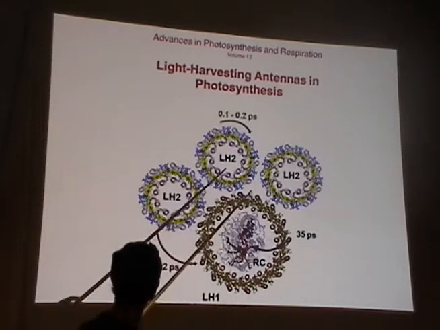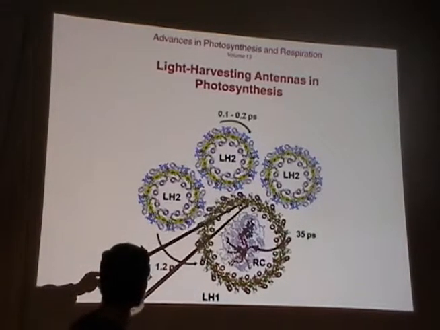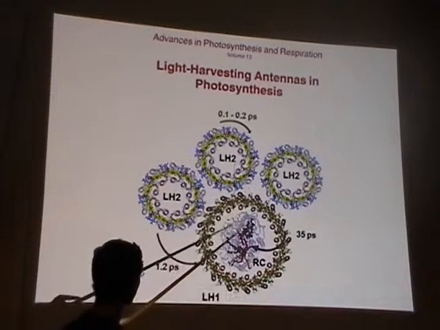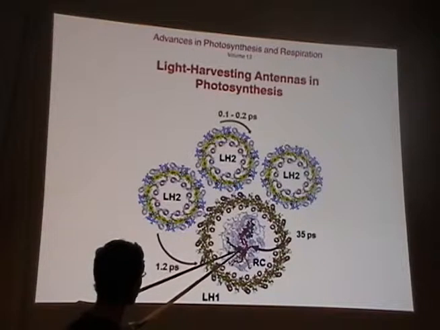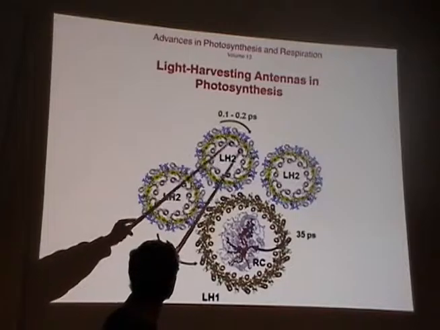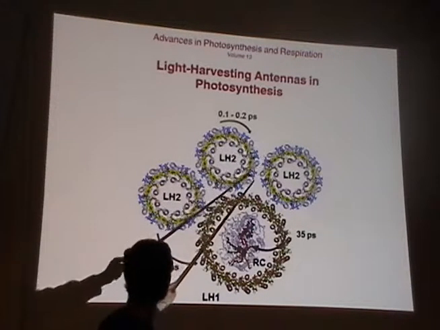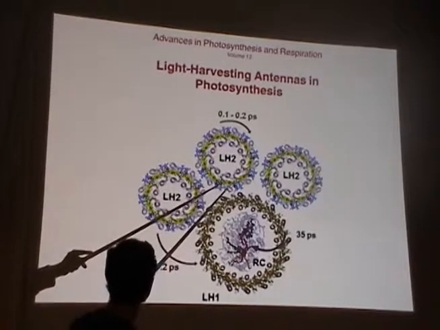Okay, so here's an example of how it was done for a very nice symmetric system. It's called a bacterial light harvesting complex 2. So these are the very nice rings, and light harvesting complex 1, okay, inside which the reaction center is.